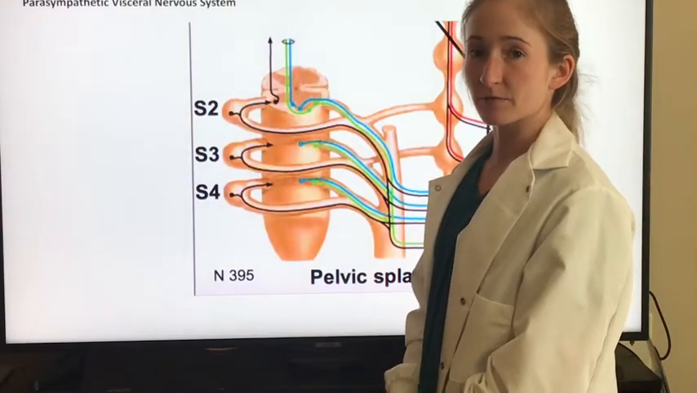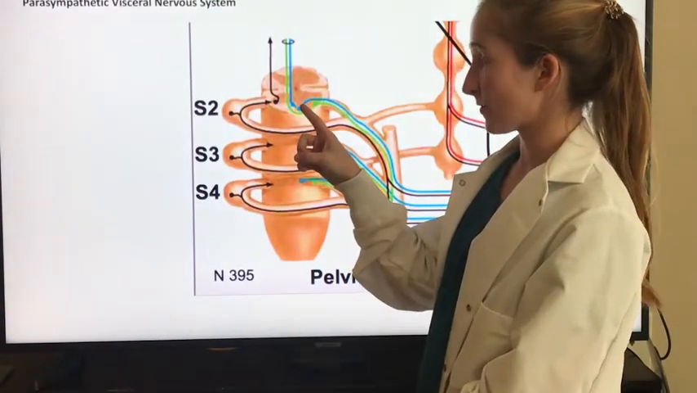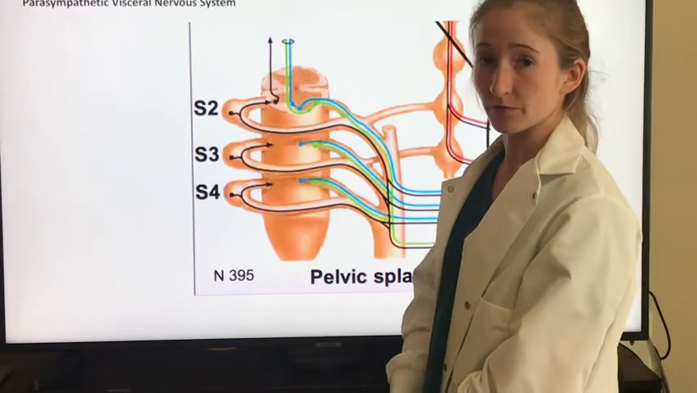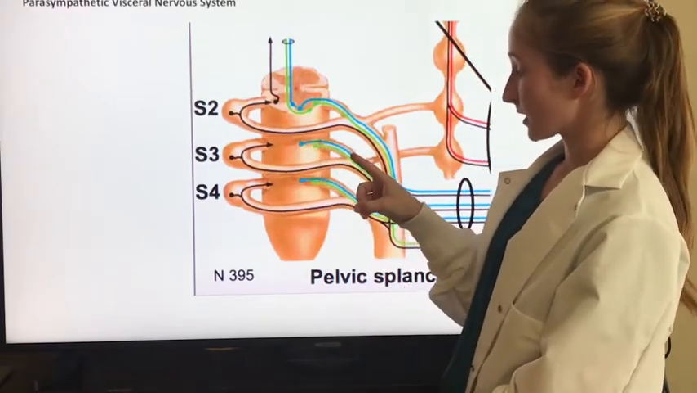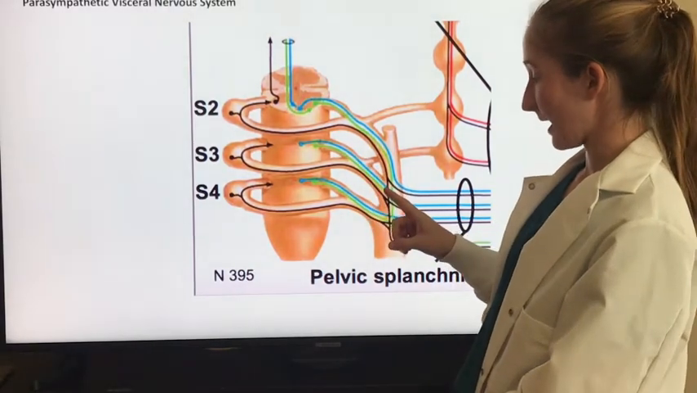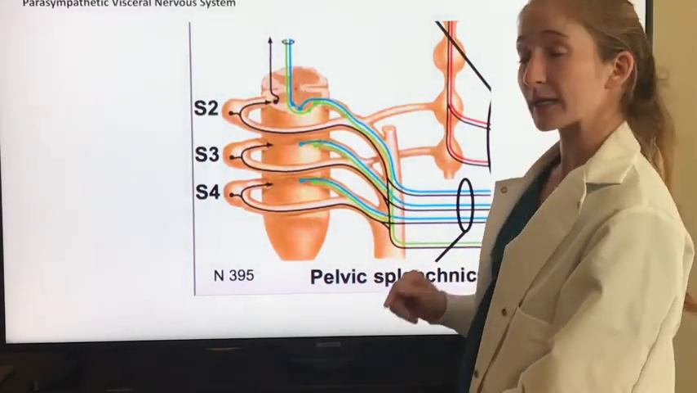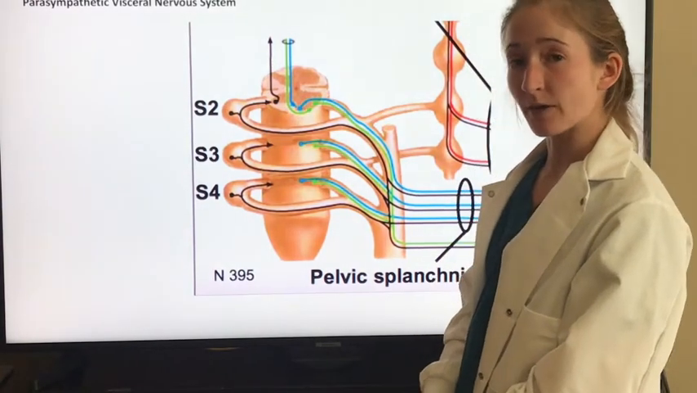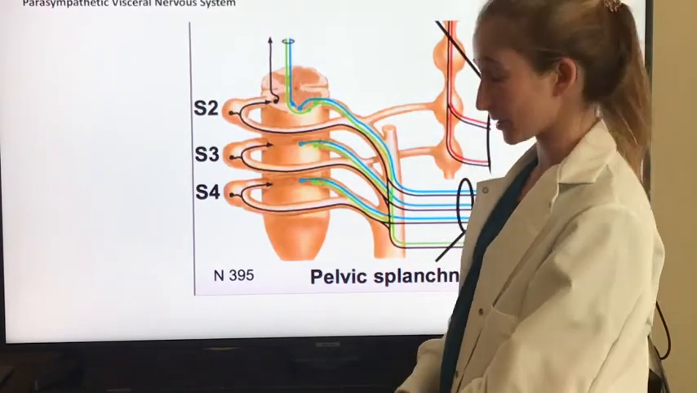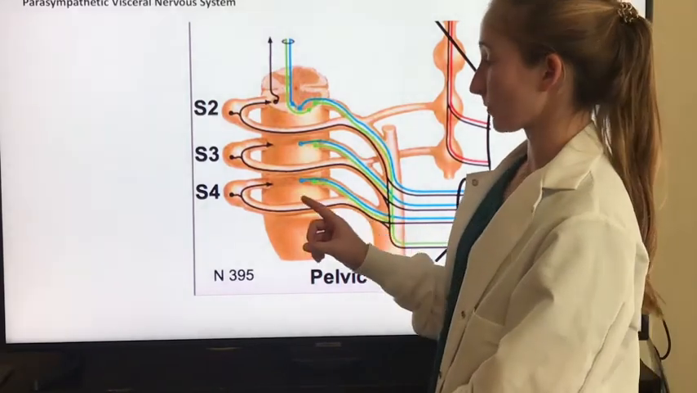Presynaptic parasympathetic fibers originate in the gray matter of the ventral horn of S2 to S4 vertebrae. They'll follow the course of ventral rootlets to the ventral root, to the spinal nerve, to the ventral rami, and will follow the course of pelvic splanchnic nerves to reach their ganglion on their target organs. Visceral sensory fibers will follow these parasympathetic fibers retrograde to reach the dorsal root of the spinal nerve.